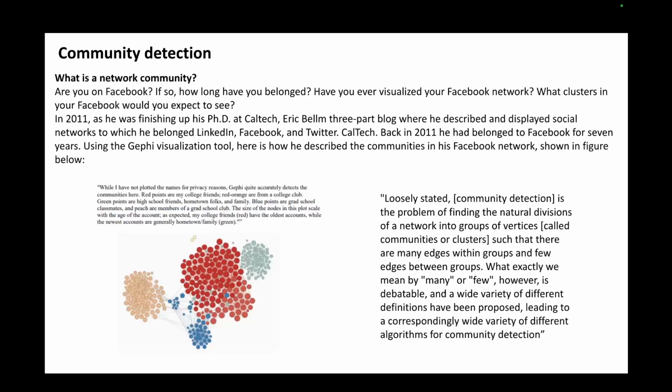Okay, next we come to graph topology. The first concept there is community detection. So first, what is a network community?